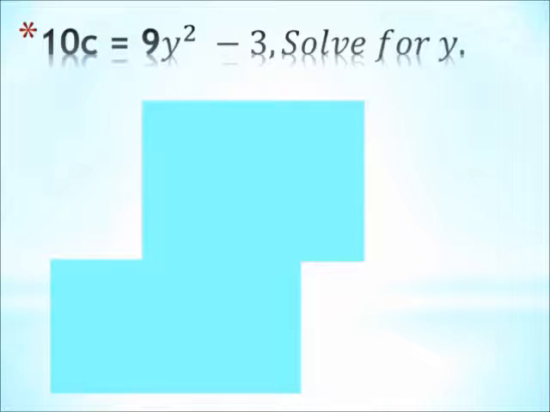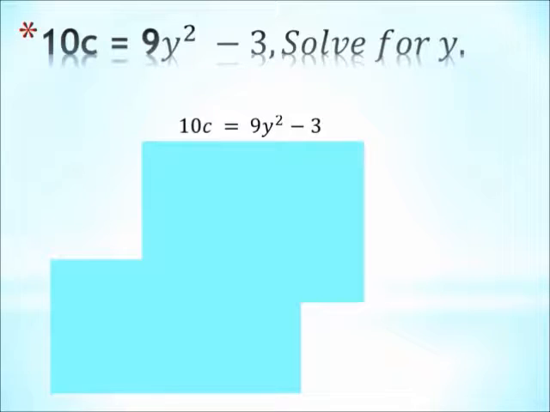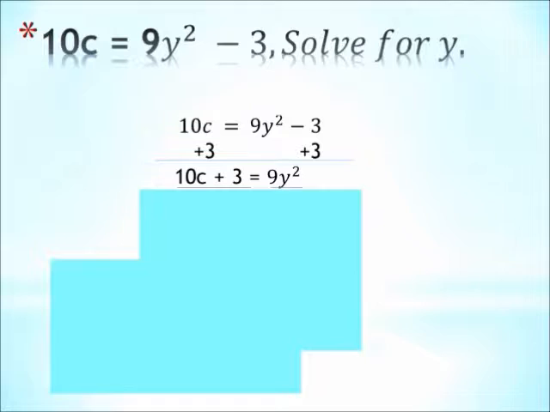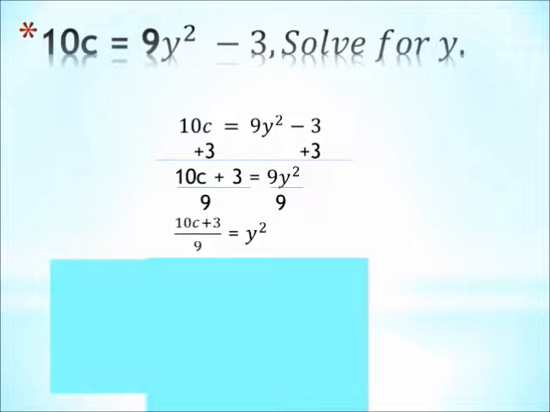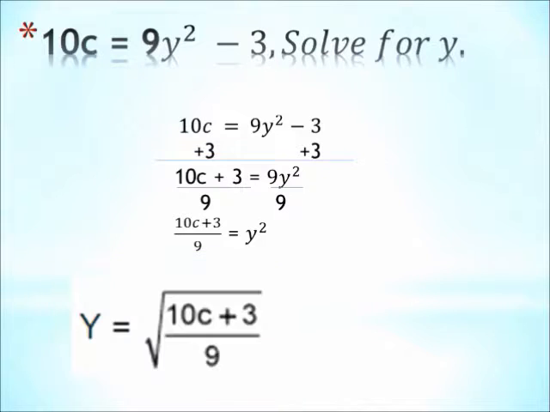So now let's solve a problem here. We're going to solve for y. So 10c equals 9y squared minus 3. The first thing we're going to do is we're going to add 3 to both sides. Our result would be 10c plus 3 equals 9y squared. So then we're going to divide by 9. And this is what we would end up with. 10c plus 3 divided by 9 equals y squared. And then we're going to take the square root of both sides, and that would be our answer.